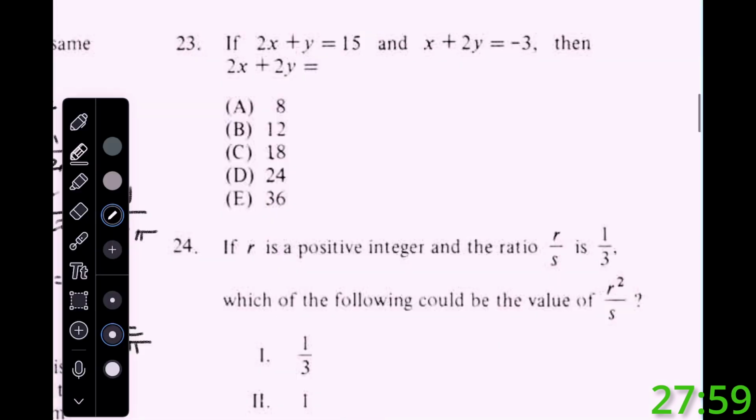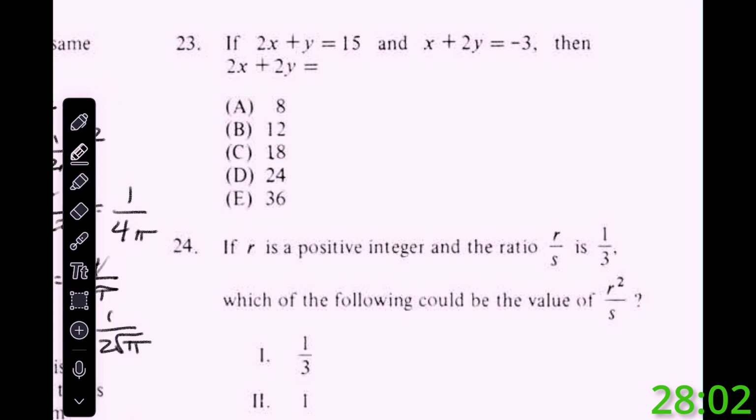23, 3 problems left. Can we live through it? If 2x plus y equals 15, and x plus 2y equals -3, then 2x plus 2y equals. Well, this feels like I hear my two thoughts. It's a system of equations, right? I've got 2 equations, and I could use those to find x and y, and then multiply out to get 2x plus 2y. Is there anything smarter to do than that?